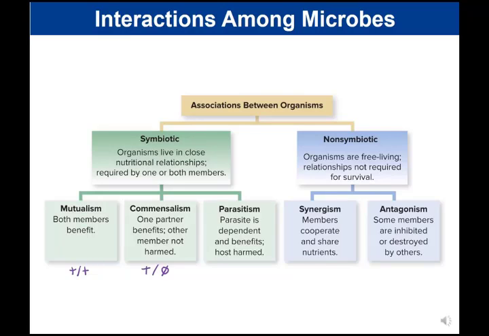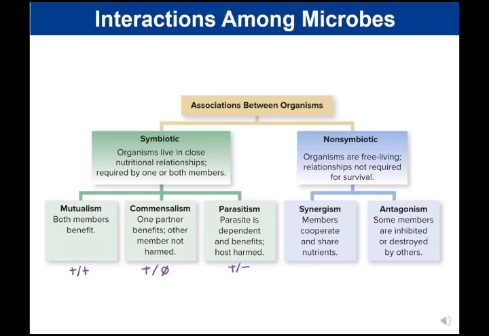If we talk about parasitism, the parasite is dependent and benefits, and the host is harmed. So we call this a positive-negative interaction. One organism benefits, the other is harmed, right? And so the parasite would benefit, and the host would be the one that's harmed.